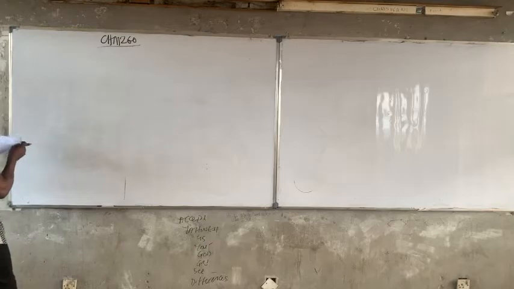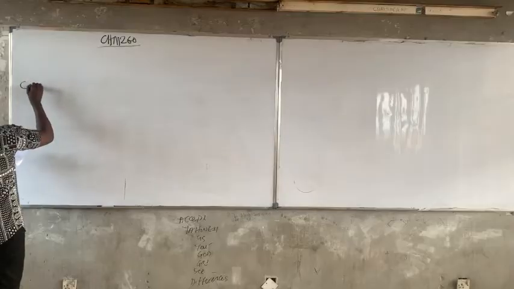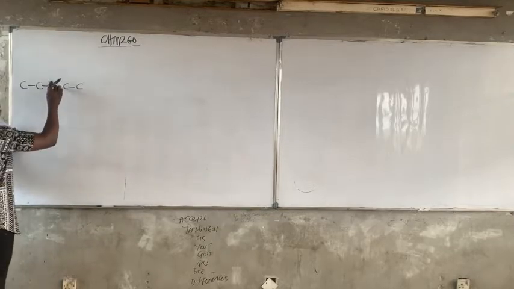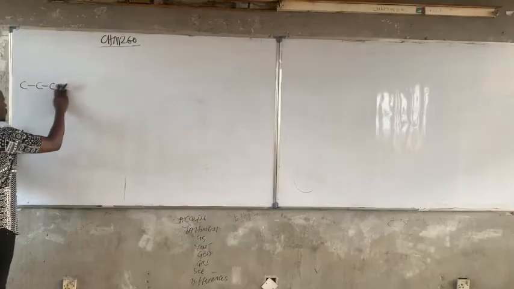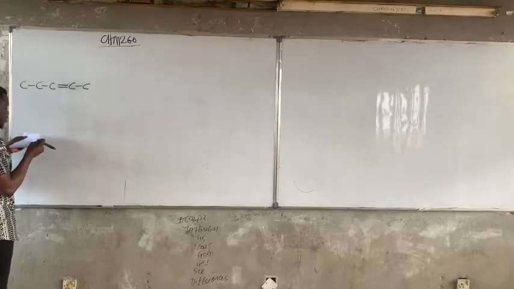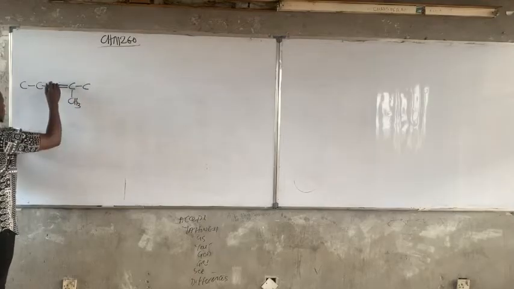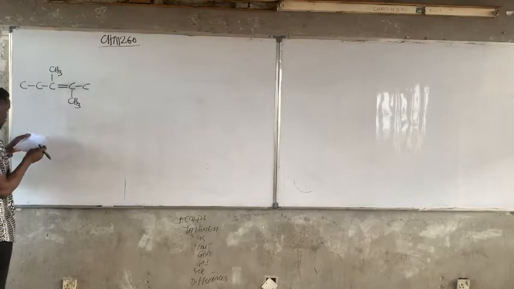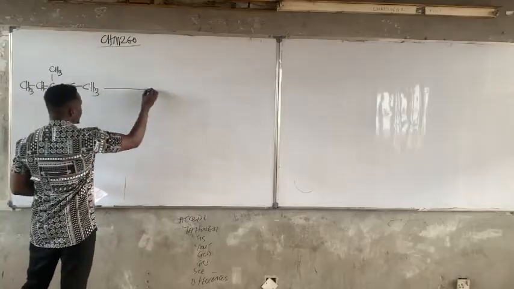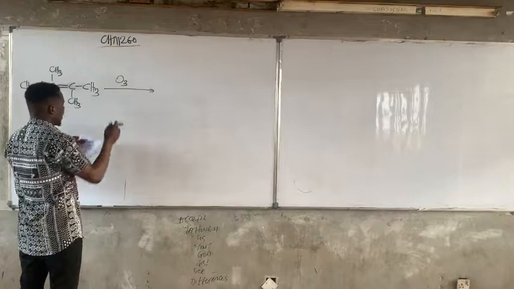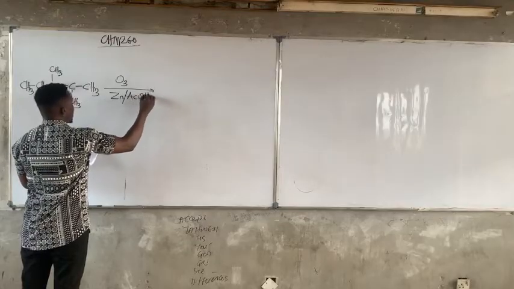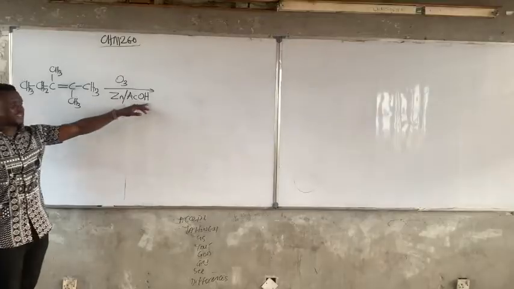Now they say 2,3-dimethyl-2-pentene. Now we have 1, 2, 3, 4, and 5, 5 carbon atoms. Now 2-ene means there is a double bond at carbon 2. So I'll come here. And then we have methyl groups at carbon 2 and 3. We have this. Okay, so this is now ozonolysis followed by treatment with zinc and acetic acid. This is acetic acid, zinc.